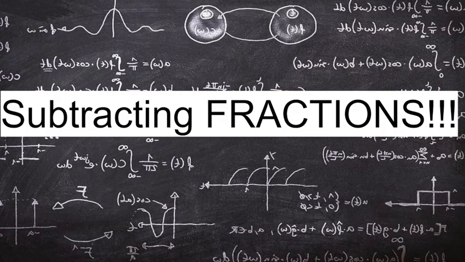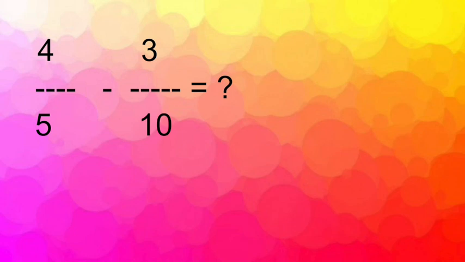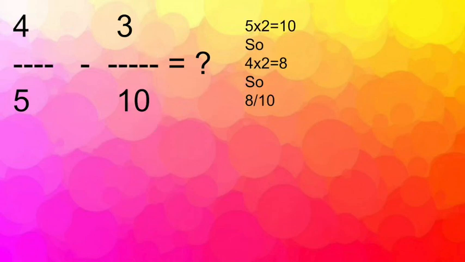subtracting fractions. This is a bit harder maybe. But what you have to do, don't change the denominator without making them even first, like we've been doing all along. Because if you do that, then you'll get the wrong fraction, even if it doesn't make sense. But here we have 4/5 and 3/10. It might look complicated trying to subtract them, but if you do the right method, you get it right.